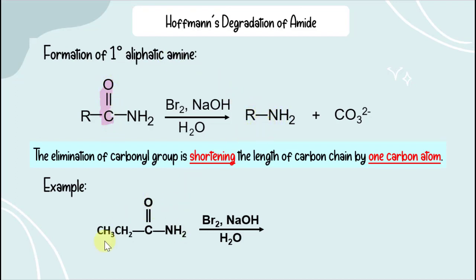For example here, this is our amide. It must come from a primary amide. So here we have a primary amide. The product will be CH3, CH2 and then the C double bond O is removed, and here it connects directly to NH2. So as you can see here, our reactant has 3 carbons but the product will have only 2 carbons. So the number of carbons will be reduced by 1 carbon atom.